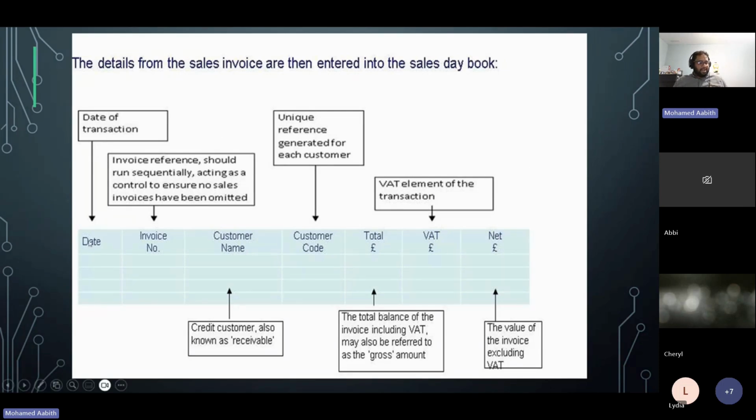So you have the date, you have an invoice number, you have the customer name, customer code, we have the amount of the total sales, VAT and the net amount. They're two different aspects. We're going to see that bit later on, why that is important when you do that in the daybook. So, and also you have to look at it here.